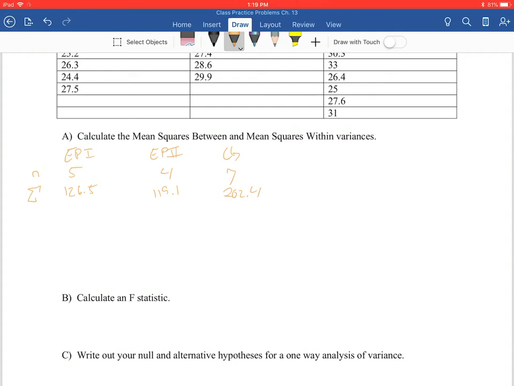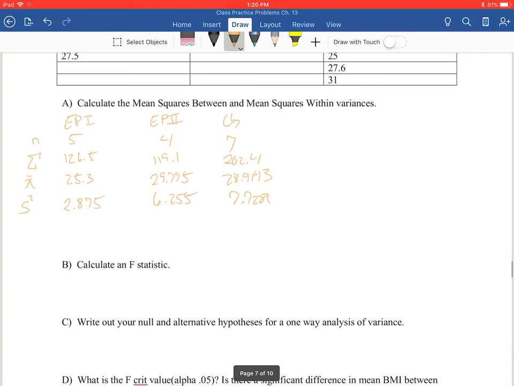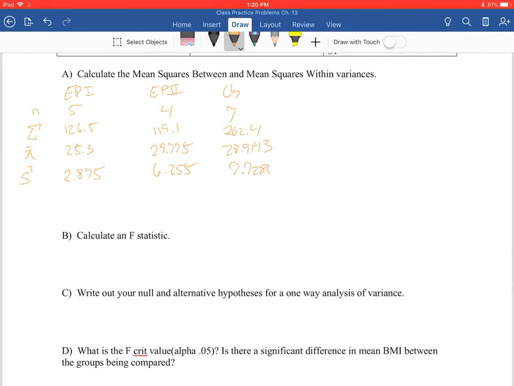126.5, 119.1, 202.4. The next value is going to give us our x bar of each group: 25.3, 29.775, and 28.9143. And then the next is the variance for each group, which would be 2.875, 6.255, and 7.7281. We're going to calculate our F statistic.